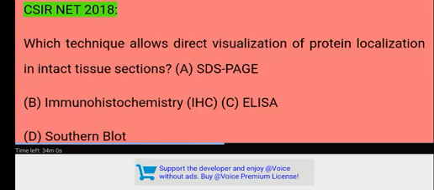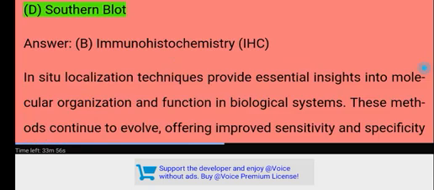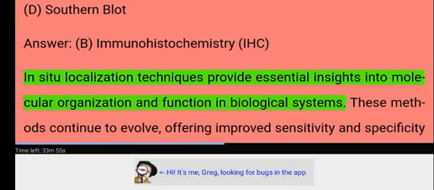CSIR-NET 2018. Which technique allows direct visualization of protein localization in intact tissue sections? A. SDS-PAGE. B. Immunohistochemistry (IHC). C. ELISA. D. Southern blot. Answer: B. Immunohistochemistry (IHC). In situ localization techniques provide essential insights into molecular organization and function in biological systems.